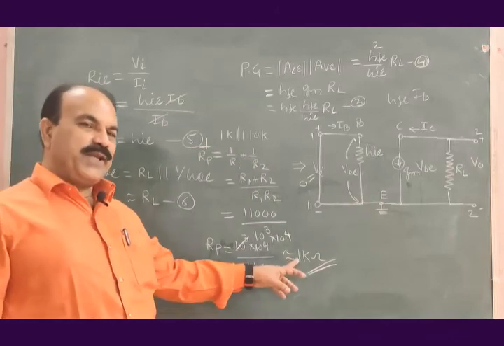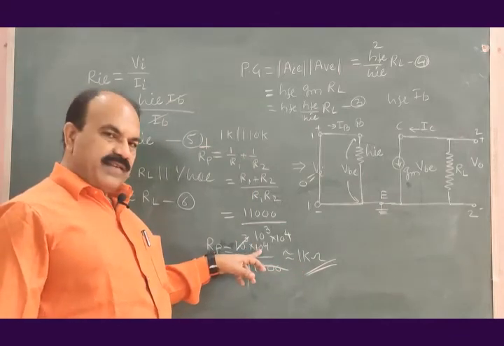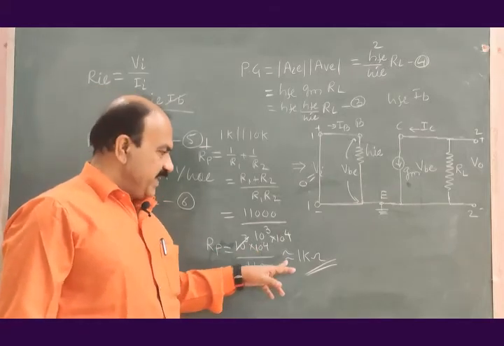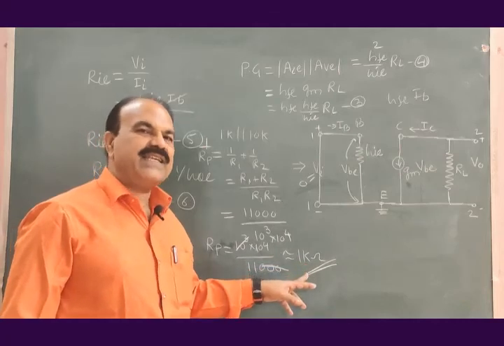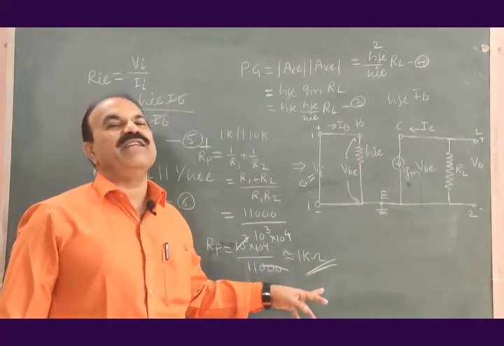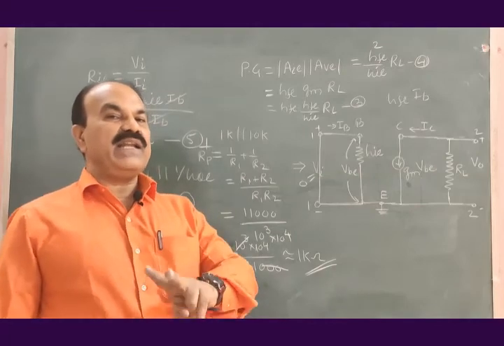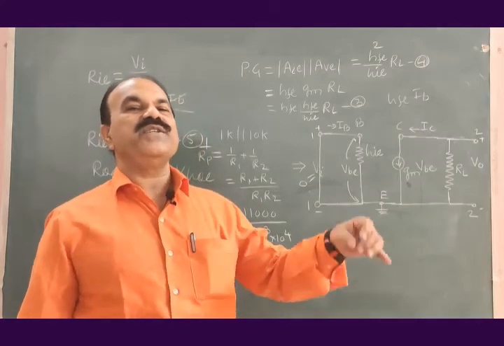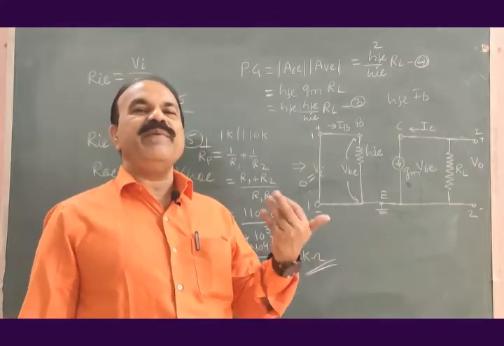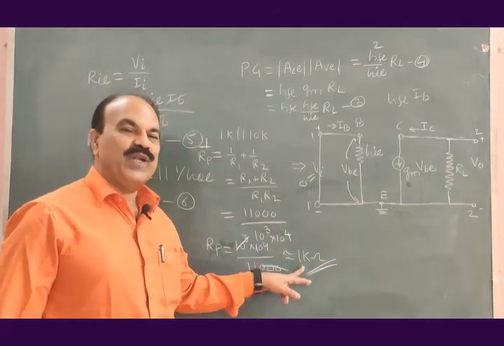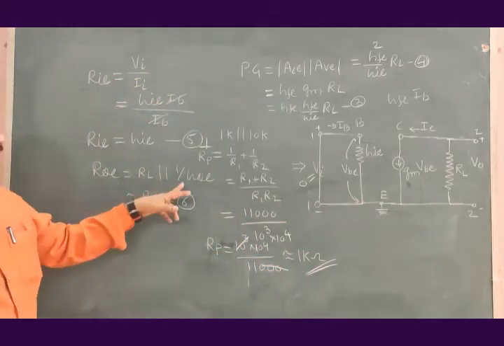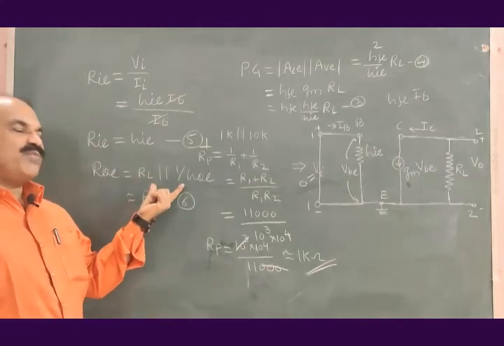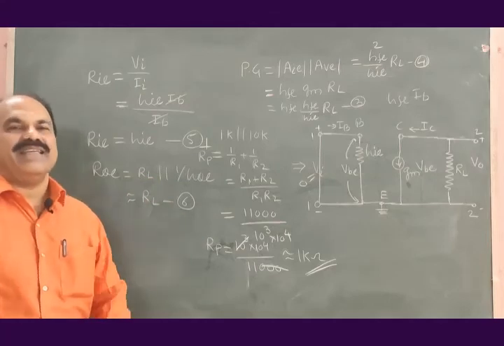Of course, smaller than 1 kilo ohm. 10 to the power 4 divided by 11, not 10. So it is slightly lesser than 1 kilo ohm. Let us consider this approximately 1 kilo ohm. It means that when we connect two resistances in parallel, one of smaller value, other of larger value, the resultant will be smaller than the smaller value, and therefore as 1 by HOE is very large compared to RL, the parallel combination of these two will simply be RL.